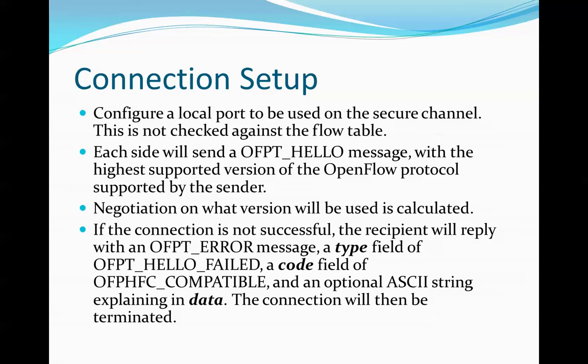Then each side will send an OFPT hello message with its highest supported version of OpenFlow. Then negotiation will happen to determine what version will be used between them, and if the connection is not successful, the recipient will reply with an OFPT error message. This error message will have a type field of OFPET_HELLO_FAILED, a code field of OFPHFC_INCOMPATIBLE, and an optional ASCII string explaining in the data. Then the connection will be terminated.